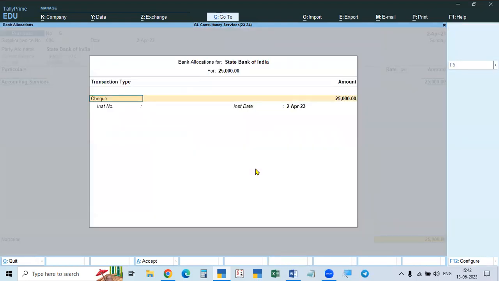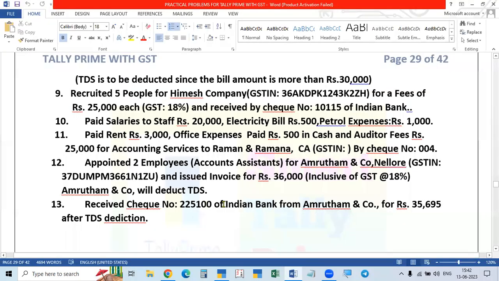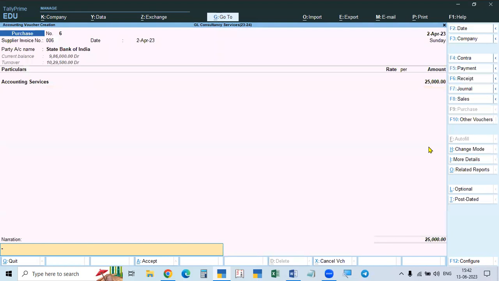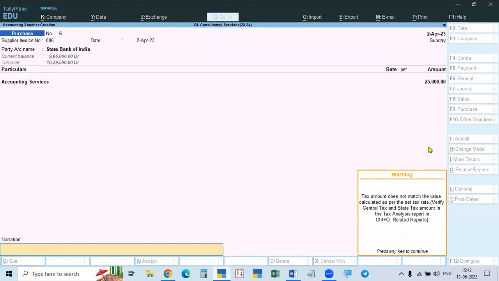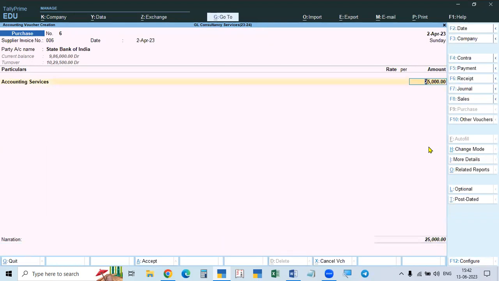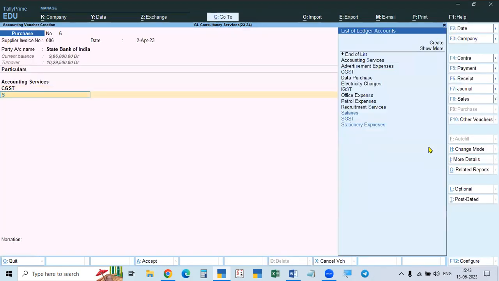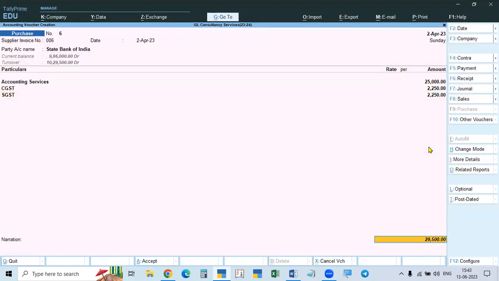So here we are issuing a check. It is asking the check number. Check number is 004. Check number 4 paid. The amount is paid. The tax is not included here. It is like this: tax amount does not match, so we did not give the tax. After this, we have to give tax, CGST, then SGST we have to make. Okay, so everything is done.